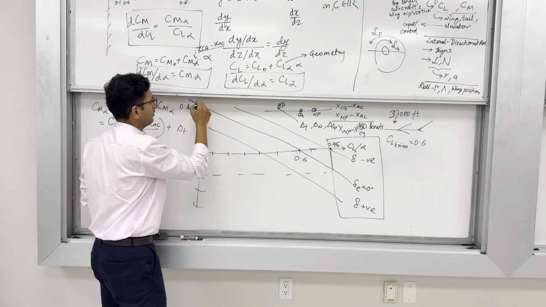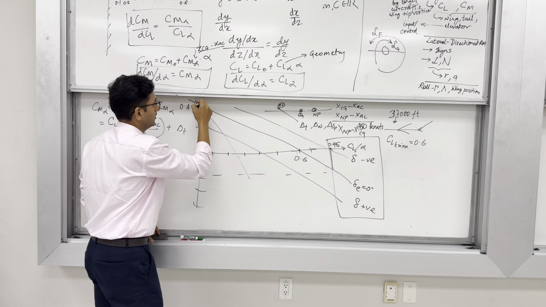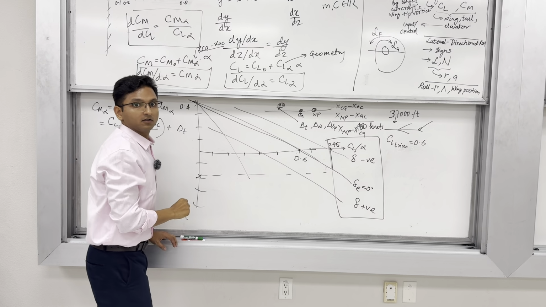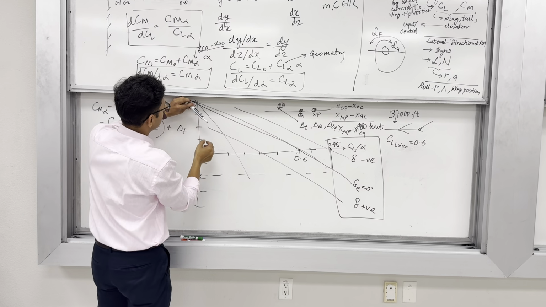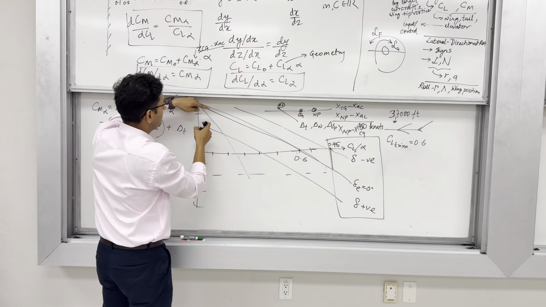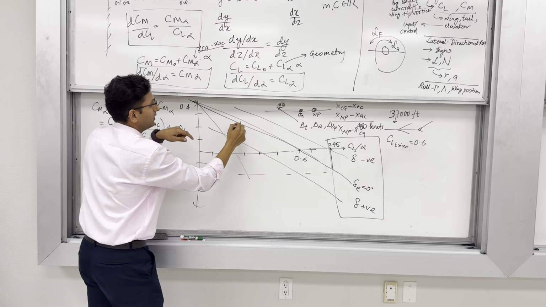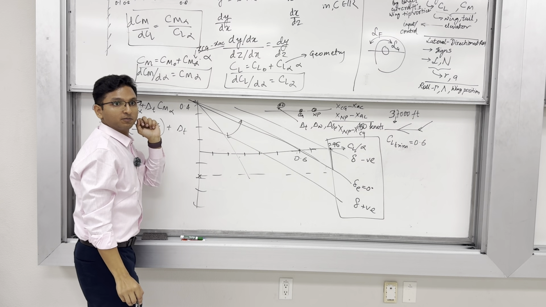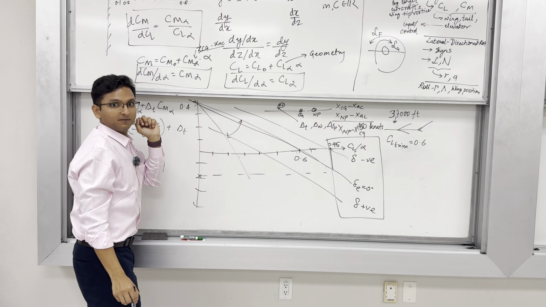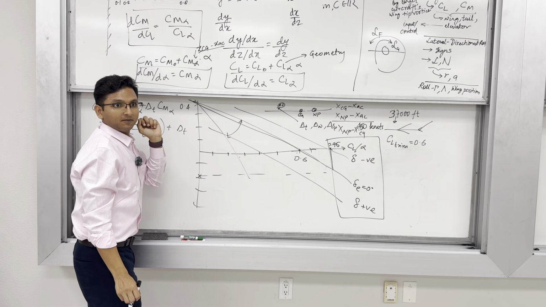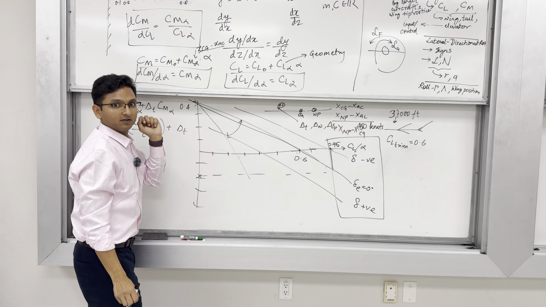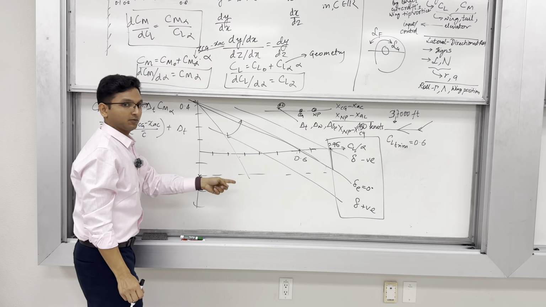And in that variant, you would have something like this. So if I told you that these are the operating Cm alpha slopes, and the aircraft operates between them, can you tell me which one would correspond to maximum CG limit? Which one? The highest negative Cm alpha, okay, which would be this one.